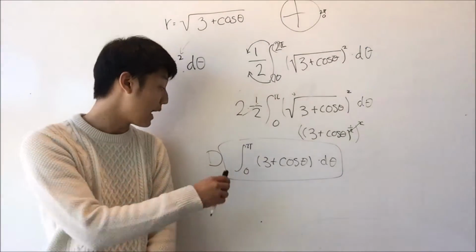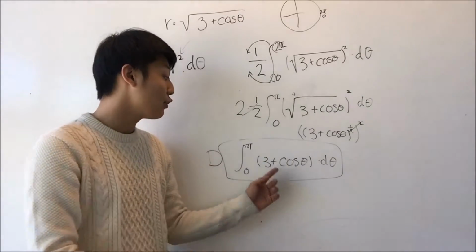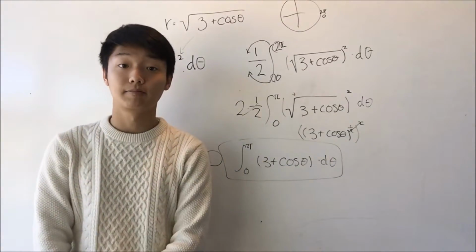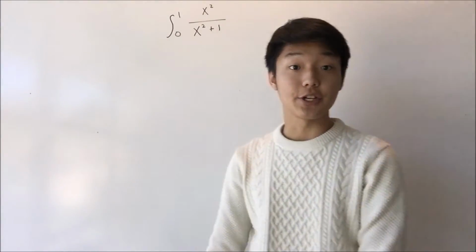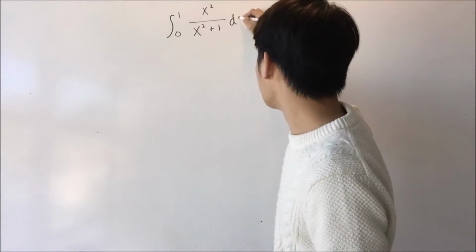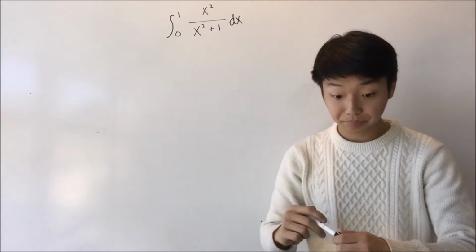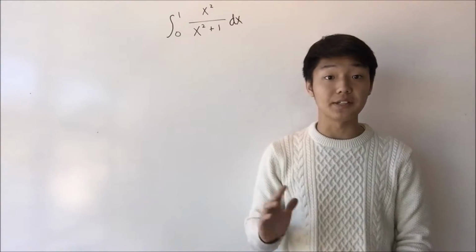So the final answer will be D, which is the integral from 0 to pi of 3 plus cosine theta d theta. Number 10. Number 10 asks us to solve for this integral. Oh, sorry, it will be dx. Never forget the x. So when you look at this, you might be confused. How can I start? Is this quotient rule?